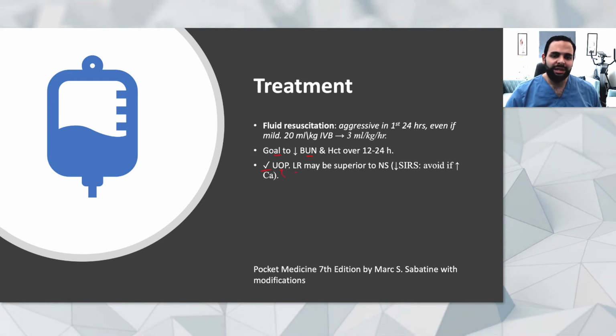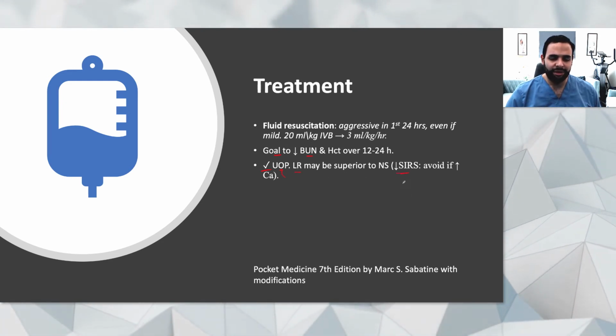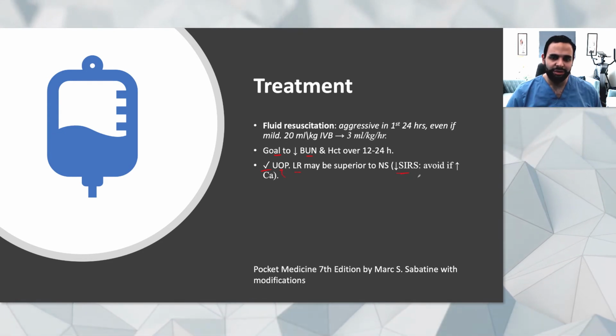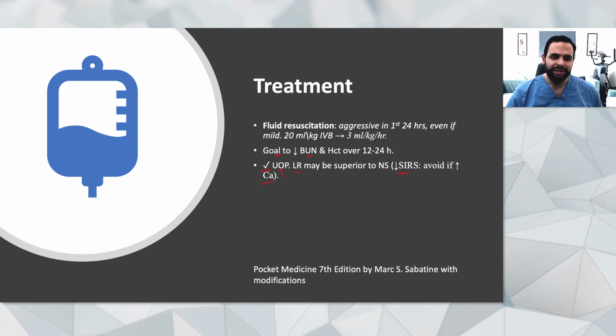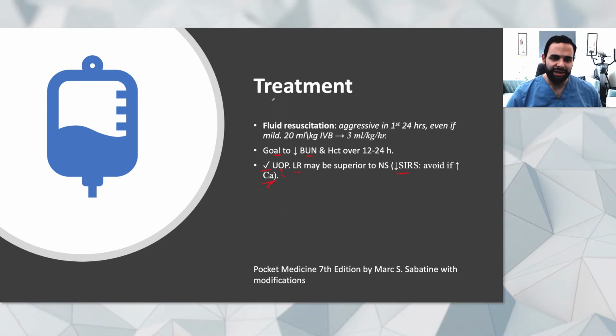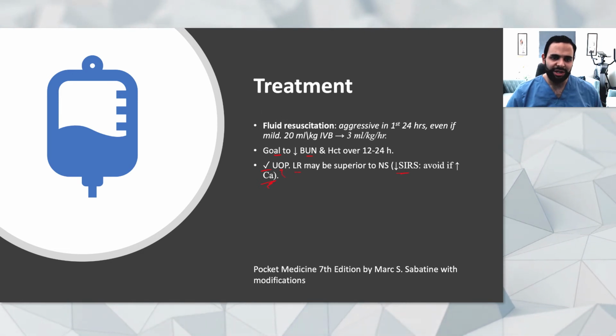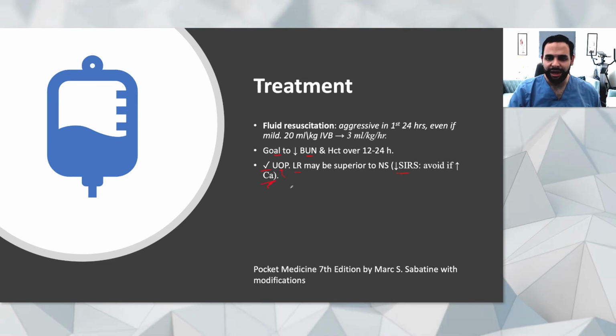Lactated Ringer's may be used instead of normal saline because it decreases systemic inflammatory response syndrome, and you want to avoid it if the patient is hypercalcemic, because this can cause saponification of the fatty tissue in the pancreatic area. The area is full of fat and it's being digested and inflamed in that area of the abdomen.